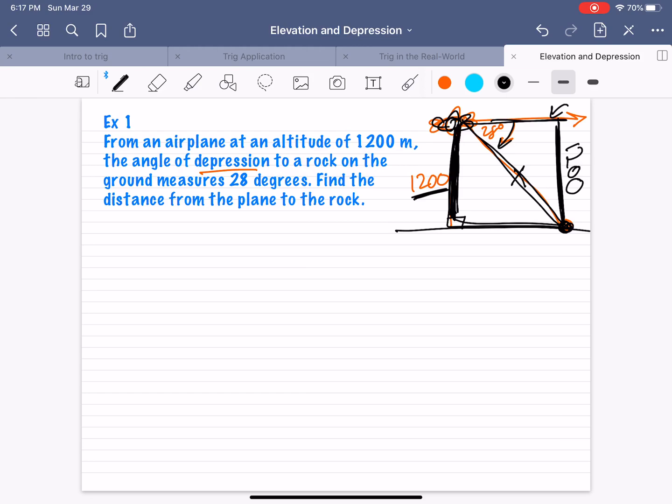So if we label our picture, if we're using this angle, the 1200 meters is your opposite. And we're trying to find the hypotenuse, which will represent the distance from the rock to the airplane. So of course we're going to use sine. So the sine of 28 degrees is equal to opposite, which is 1200, over the hypotenuse, which is x, the distance you're trying to find.